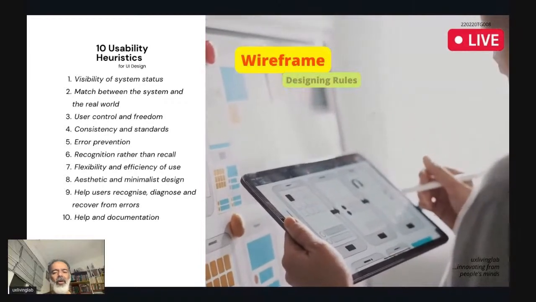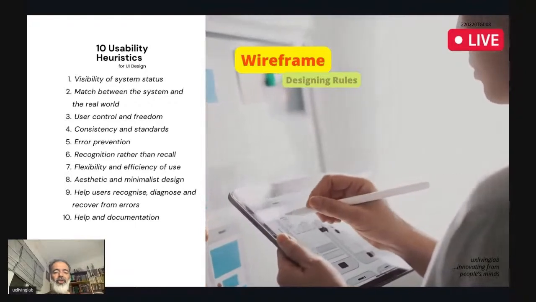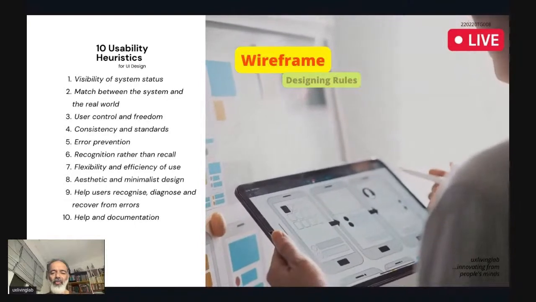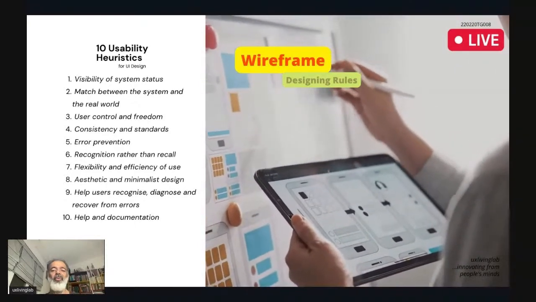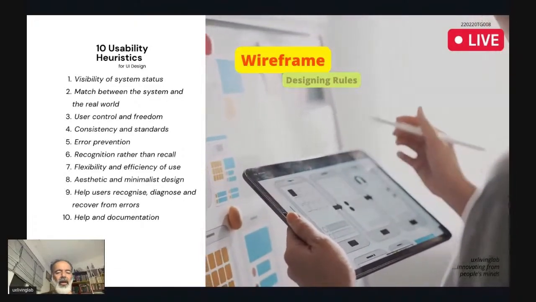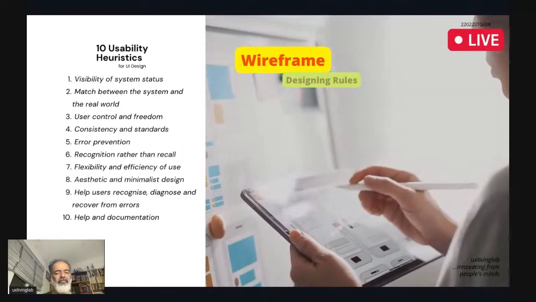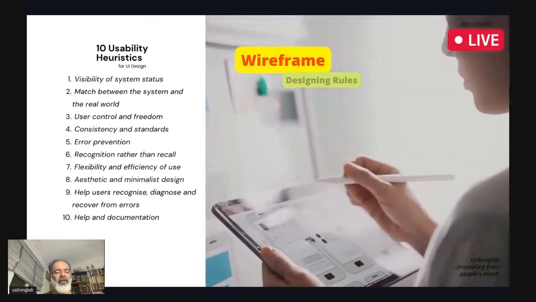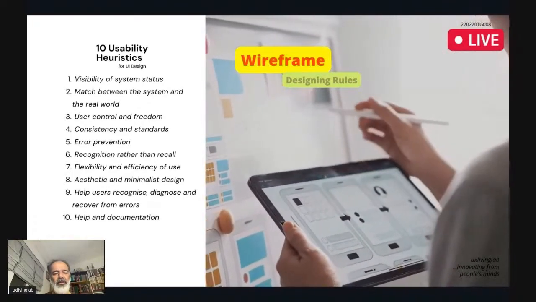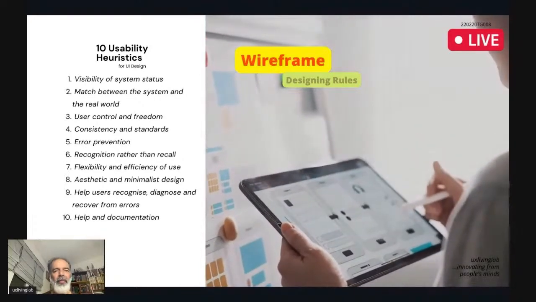Aesthetic and minimalist design. Don't make a complex design. It should be a very simple design. People have a lot of other work to do instead of solving your puzzles in the design, like finding the knob to do something. They have no time to do that. So it should be clear. Help users recognize, diagnose, and recover from errors. Still, people will make mistakes. Then identify the errors and give assistance to come out of the errors. Next is help and documentation. These rules are to be implemented in the design.